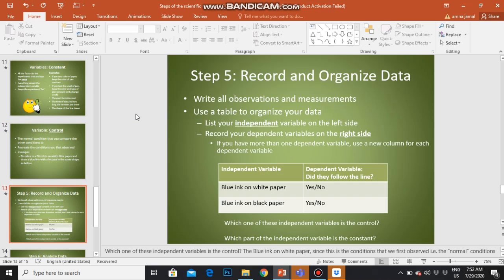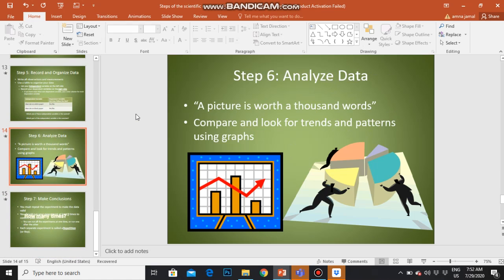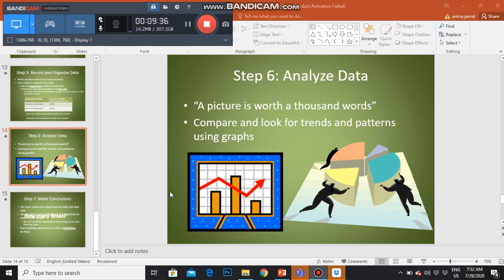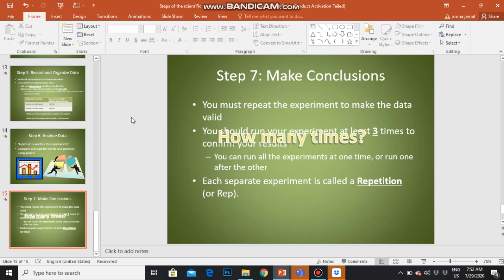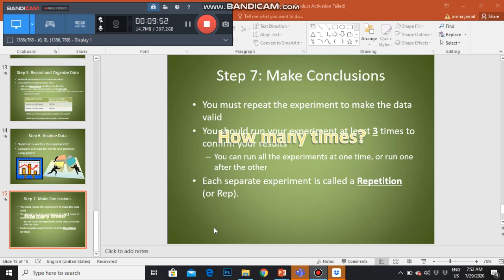So the dependent variable would be like which one of the independent variables is the control and which is the constant. And there is step 6, ladies and gentlemen: analyze the data. A picture is worth 1,000 words. Compare and look for trends and patterns using graphs. Make conclusions. So finally the conclusion is made. So this is what, that you must repeat the steps.